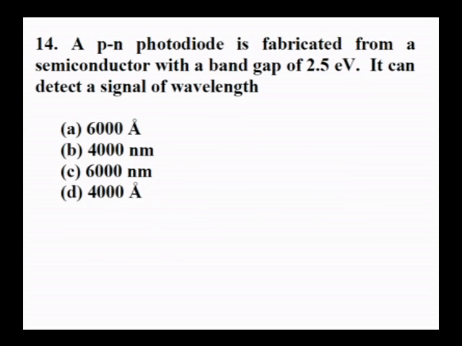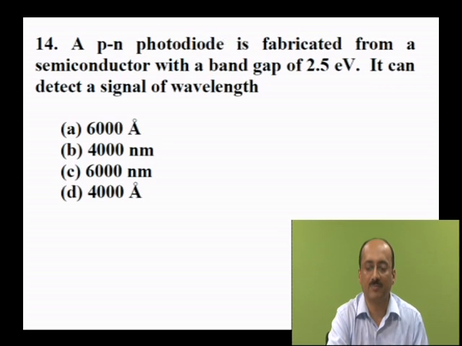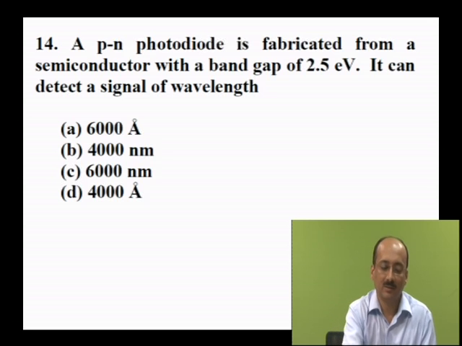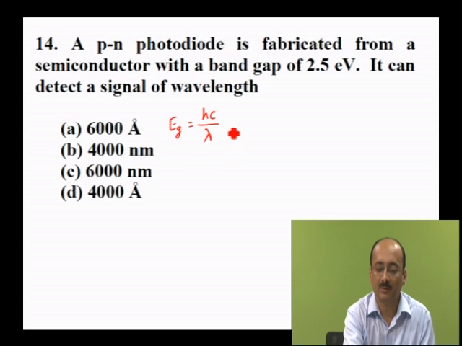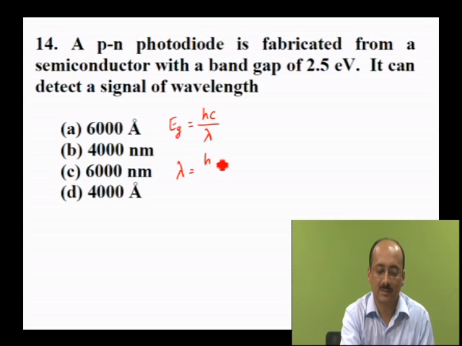A PN photodiode is fabricated from a semiconductor with a band gap of 2.5 electron volt. It can detect a signal of wavelength. Now, in such a situation, what you can do? Go by calculating the energy gap. Energy gap is given by E equal to hc by lambda. Now, you want to calculate lambda, so you can say hc by Eg.